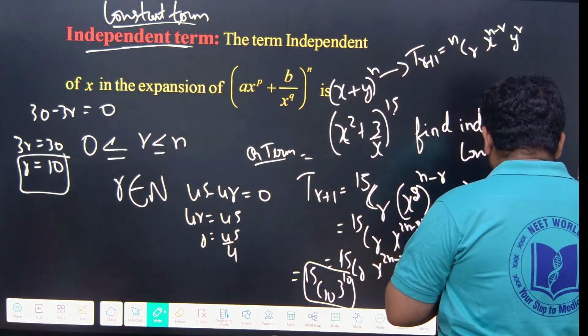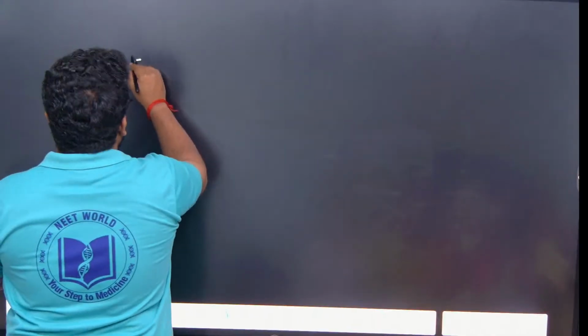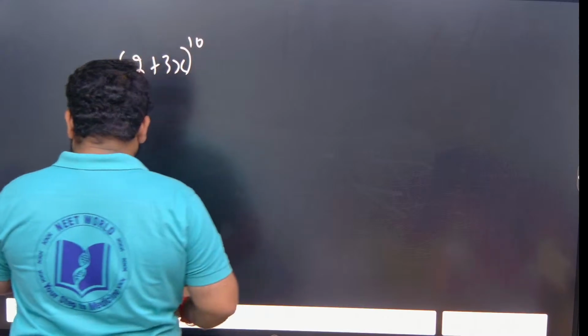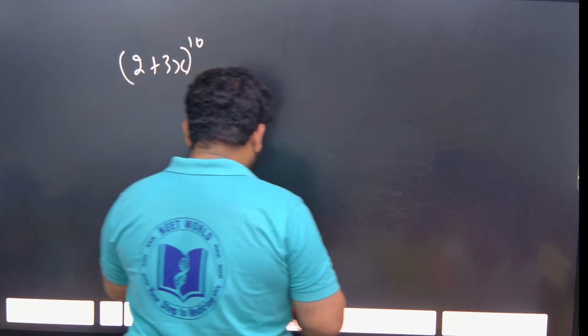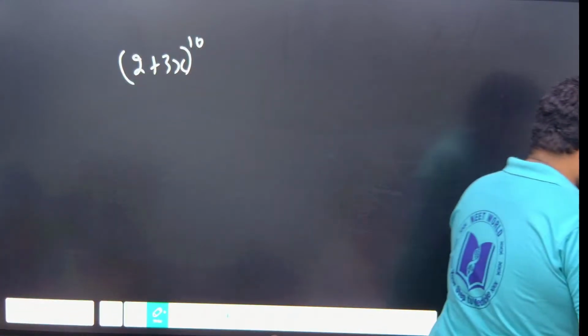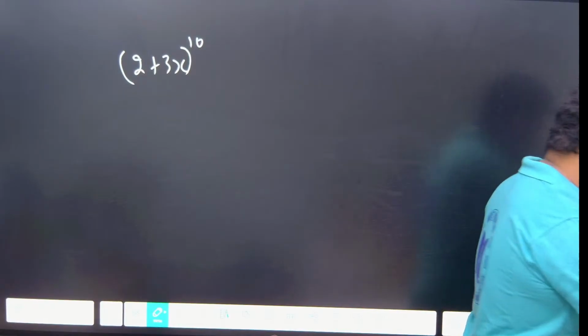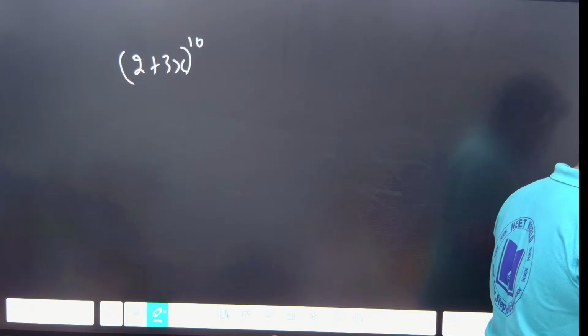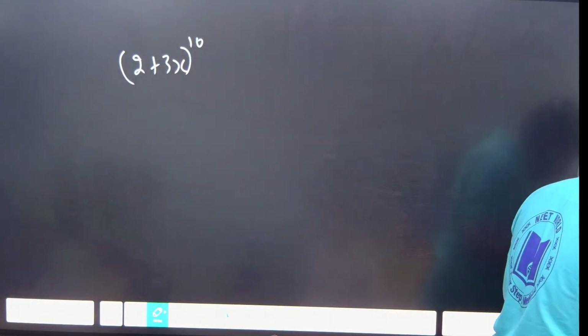Now you can do it by yourself. Find the constant term for 2 plus 3x to the power of 10. Make a note. 2 plus 3x to the power of 10. Find the constant term.